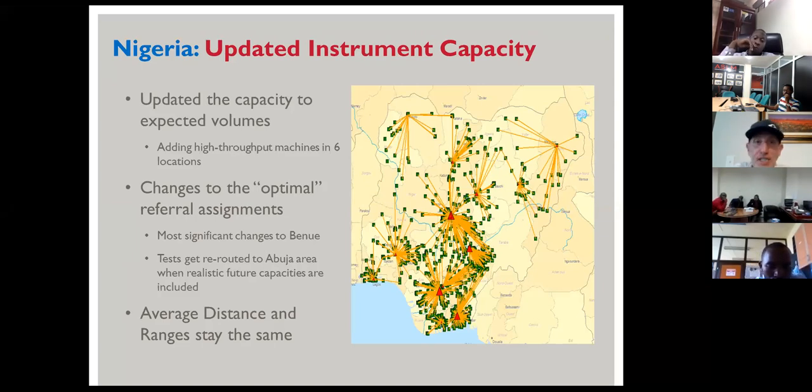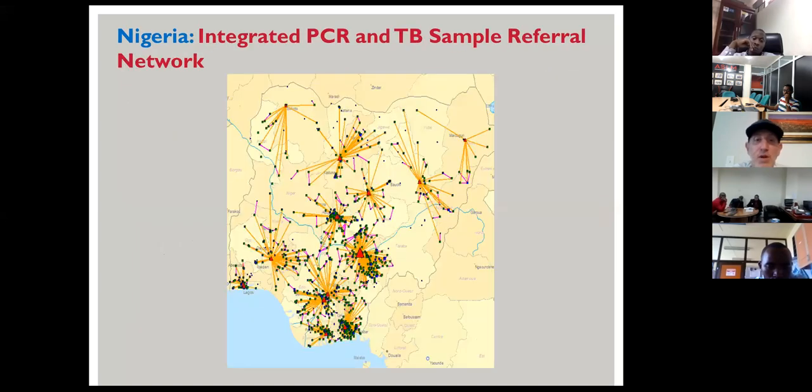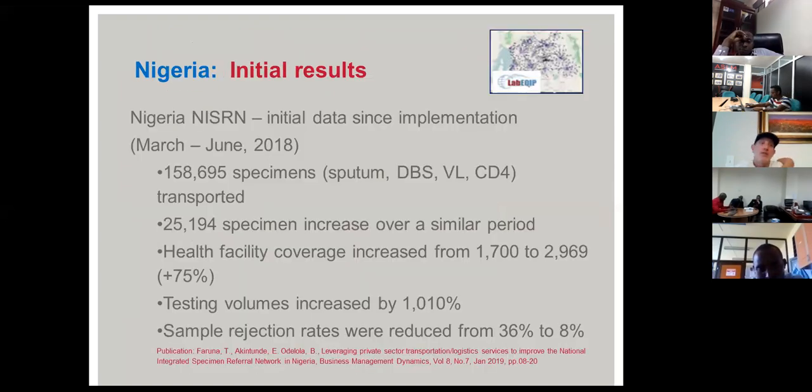This was the full integrated PCR and TB sample referral network, where we actually laid the TB network on top. And what this demonstrated, as I mentioned earlier, is an 85% overlap between the HIV network and the TB network. So there was an opportunity here to leverage the viral load network for the TB program. And we do know now, as part of the optimization, with the network sample transport that is actually executed in Nigeria, we are seeing TB samples flow through this integrated sample transport network. As I mentioned earlier, Nigeria was the first to do this from beginning to end.